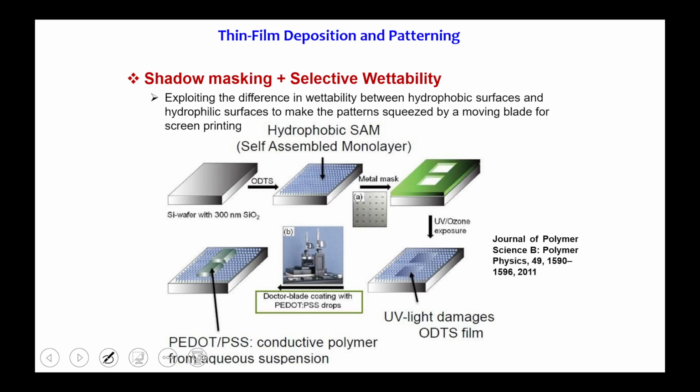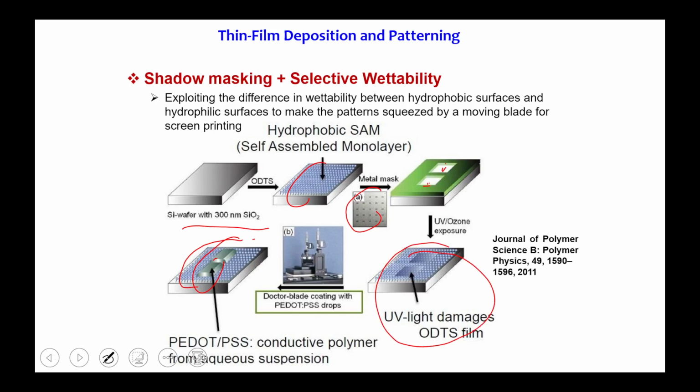This is the shadow mask plus selective wettability of a diagram. This is a silicon wafer with a 300 nanometer silicon oxide layer on the substrate. This is the hydrophobic SAM, self-assembled monolayer. This is the metal mask, and this is the opening of that metal mask here. PEDOT:PSS is a conductive polymer, so on these places you have to deposit these conductive materials. UV light damages the ODS film, you can see that. So with shadow masking, you can transfer the electrode.